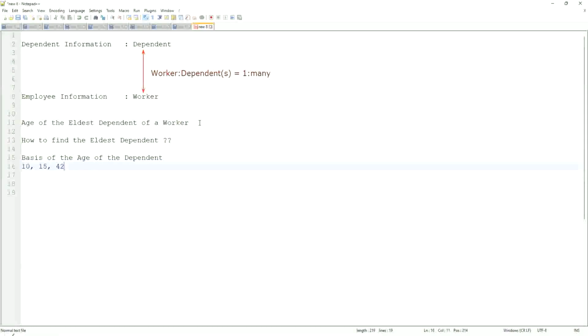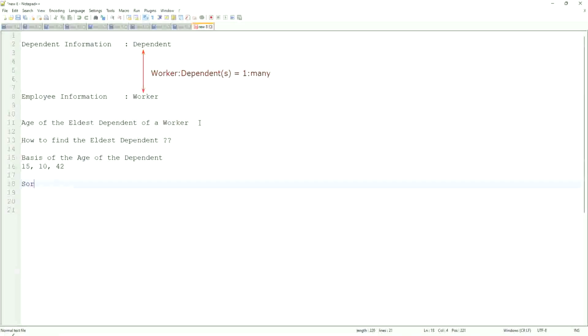Correct. This is how you have it. Let's make it the other way around. 15, 10, and 42. So how would you find the eldest one? This is your sample population. Try it. Highest one. Highest one to lowest one.